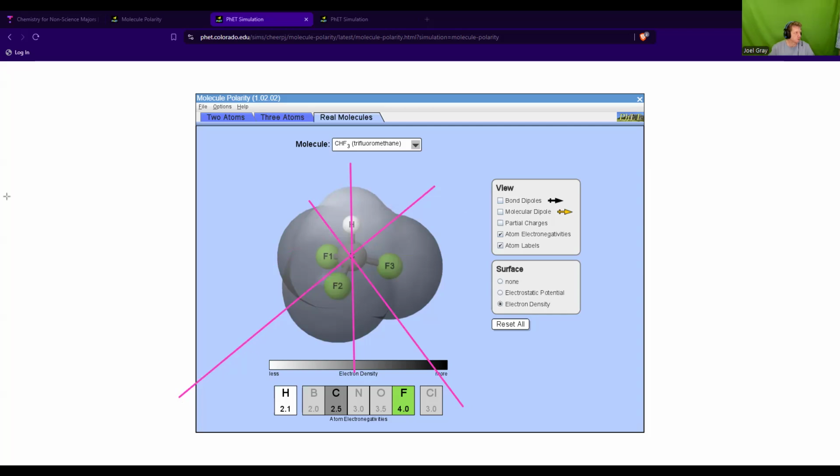Well, let me clear this out. If this is your axis, you've got two atoms on the left and two atoms on the right. You've got two fluorines on the left, and then a fluorine and a hydrogen on the right. So that's asymmetrical. One way to think about it with more critical thought is if it's asymmetrical on any axis, then it's an asymmetrical molecule. Okay, so now that we've established that trifluoromethane is indeed an asymmetrical molecule, is this a polar or a nonpolar molecule?